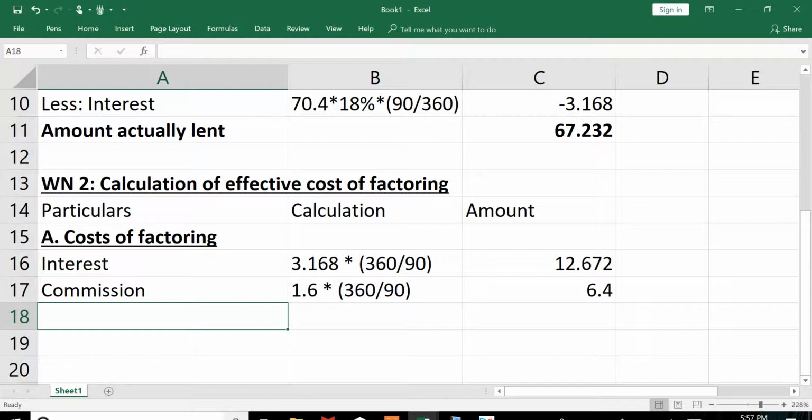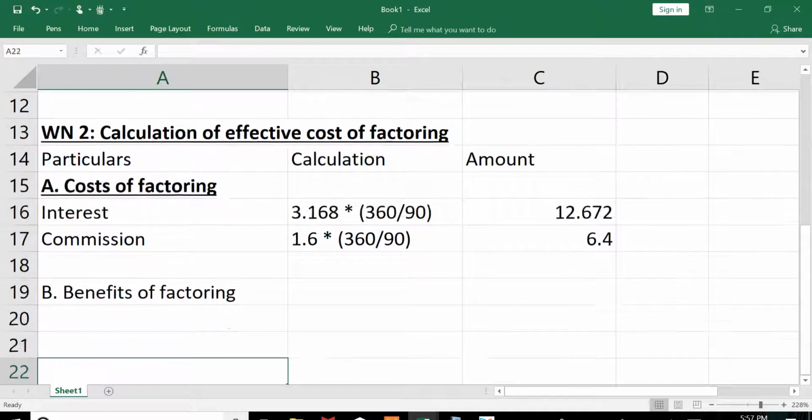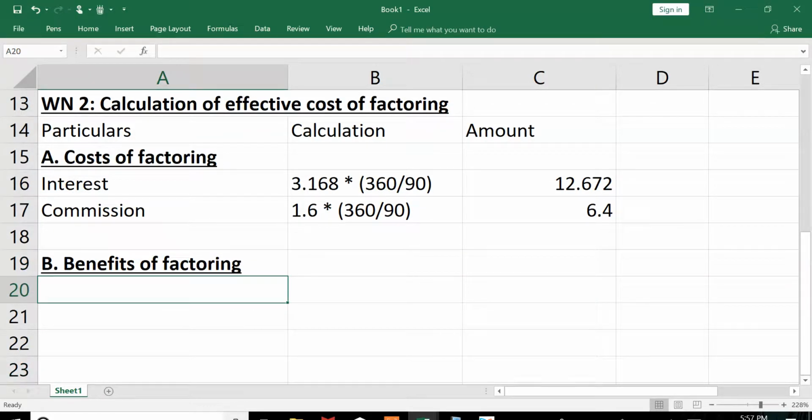Now there are going to be certain set of benefits with the factoring arrangement. Leave a line. Point number B, benefits of factoring. Like we have costs of factoring, we are going to have benefits of factoring arrangement. Now there can be multiple things. The predominant one is administration cost saving. The question would talk about that. So administration cost saved. How much is admin cost currently?